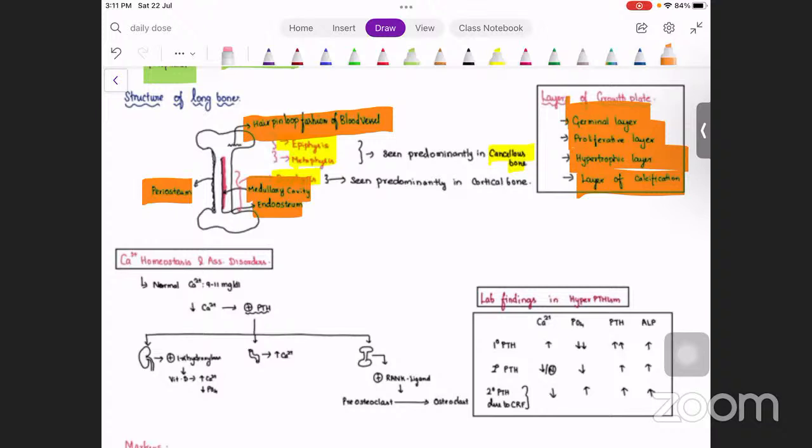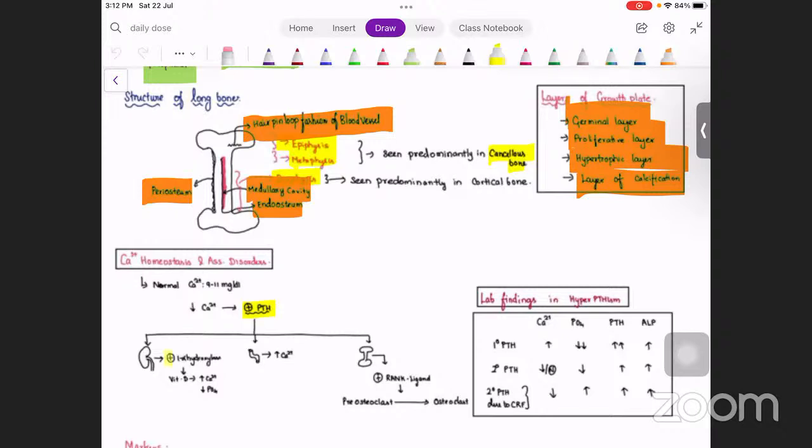Bailey and Love has a wonderful text on the surgery about hyperparathyroidism: bones, groans, and psychiatric moans. Among that, we talk about the bones here. A decrease in calcium will stimulate the parathyroid hormone, and the stimulation of parathyroid hormone in turn shows its activity on three areas.